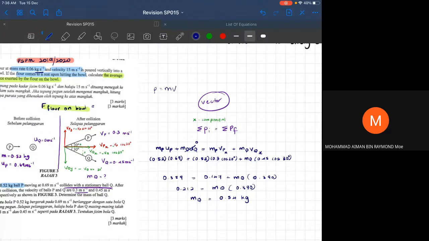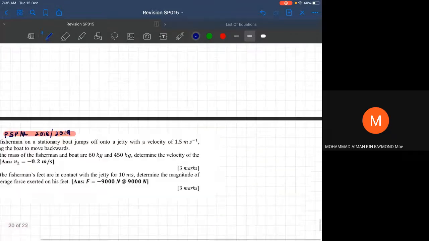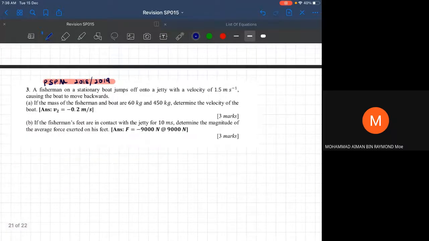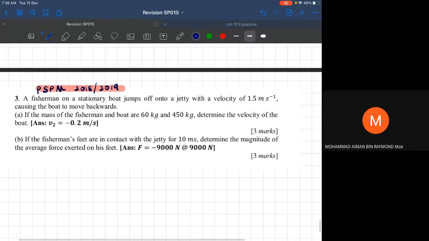So we will do one more Chapter 3 question. This one is also Chapter 3, 6 marks. Okay, so this one is 2018-2019. So let's read the question. Okay, so a fisherman on a stationary boat. So we have the fisherman in a stationary boat, okay. Okay, then what happens? He jumps off onto a jetty with a velocity of 1.5 meter per second, causing the boat to move backwards.